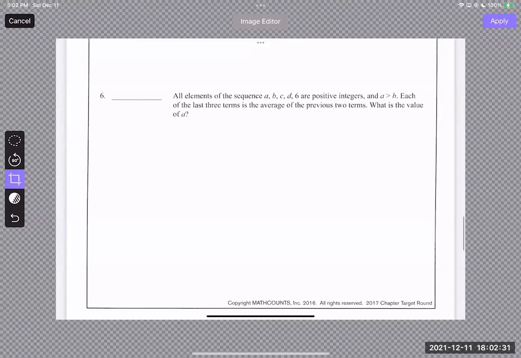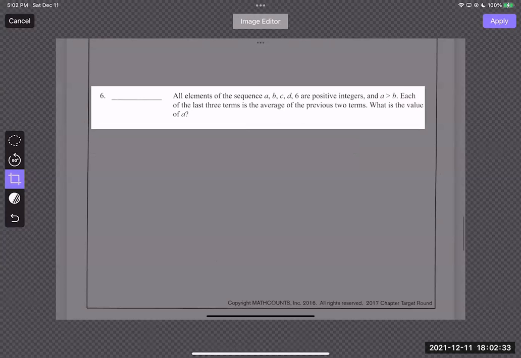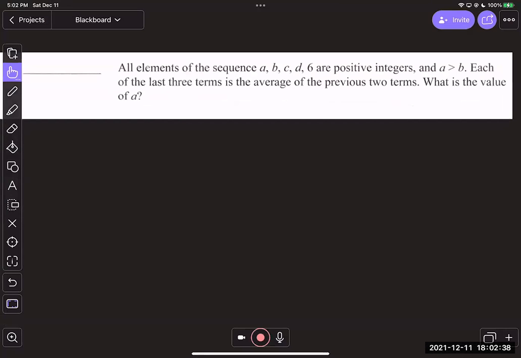Okay, the first problem here, problem number 6. Did anyone get to do this one? Anyone else do this one here? No? Okay. Let's just lead you through it then.